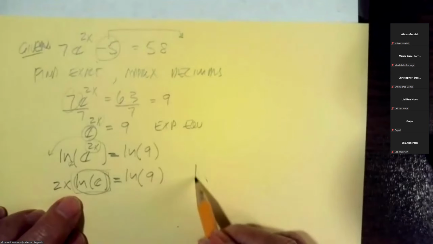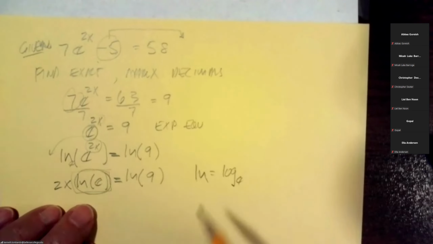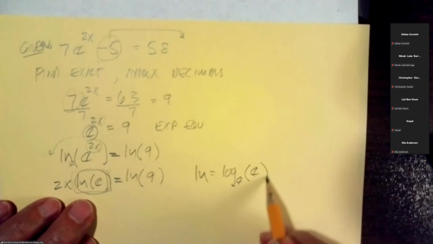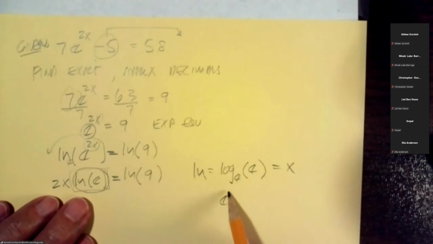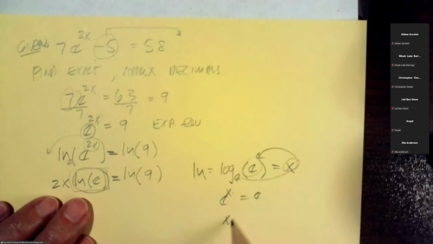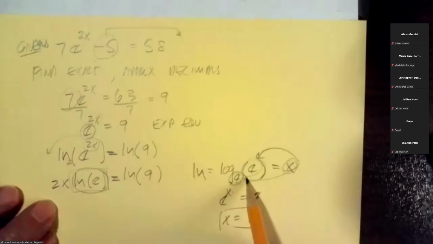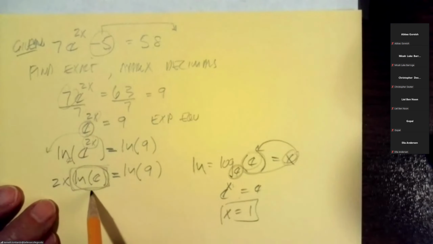So if I rewrote that, if I said ln equals log base e, and I said log base e of e equals some value, I don't know what it is. Well, we know that e to the x, because this is an exponent, e to the x equals e, this value here. So x equals 1, because e to the x equals e. Here's my base, here's my exponent, and here's the value that I'm taking the log of. So that's how we know that this value is going to be 1.